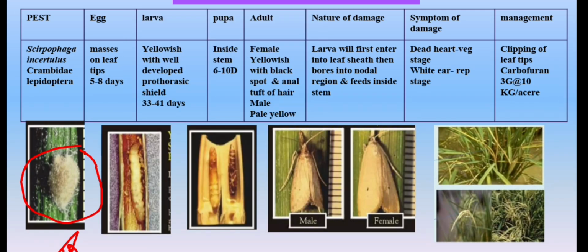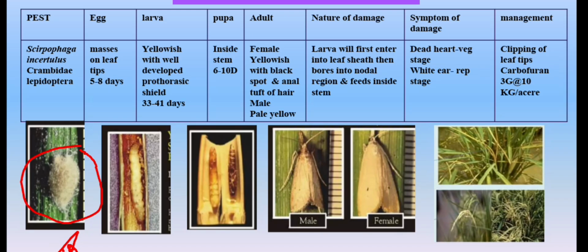Generally why insects will cover the eggs with hairs means in order to protect from the parasites and predators, they will cover the eggs. So we need to remember the duration also. Generally these eggs will hatch within 5 to 8 days.